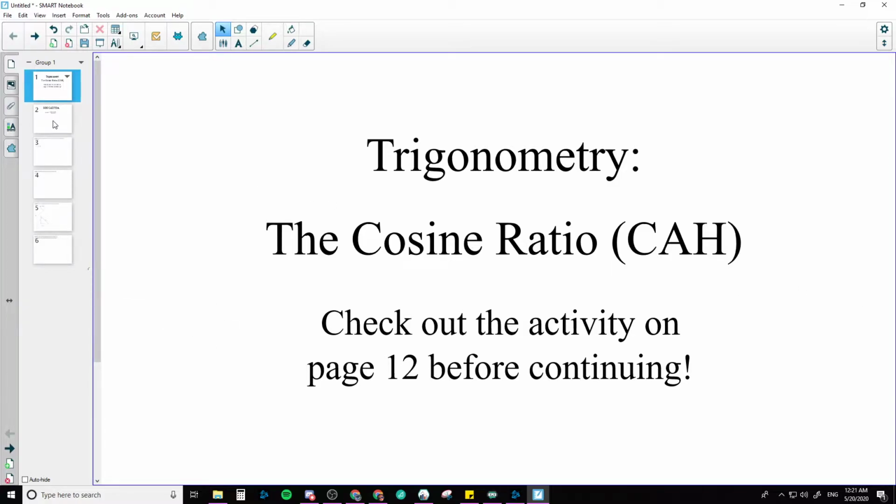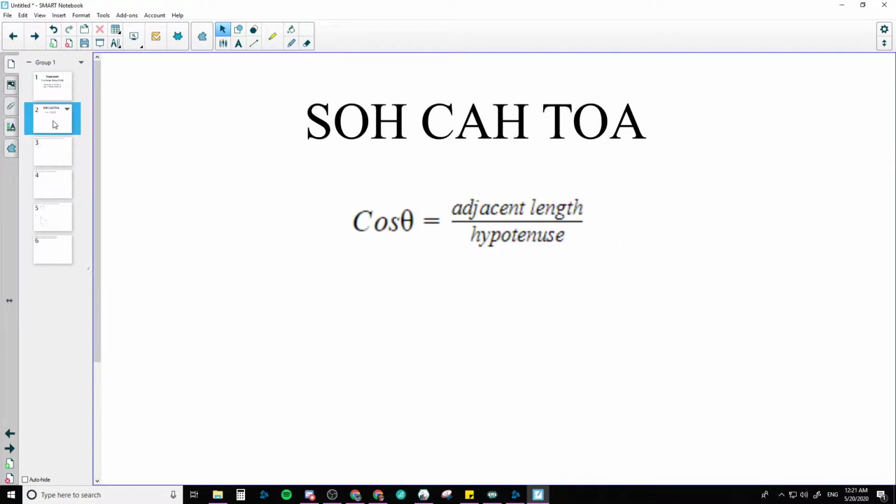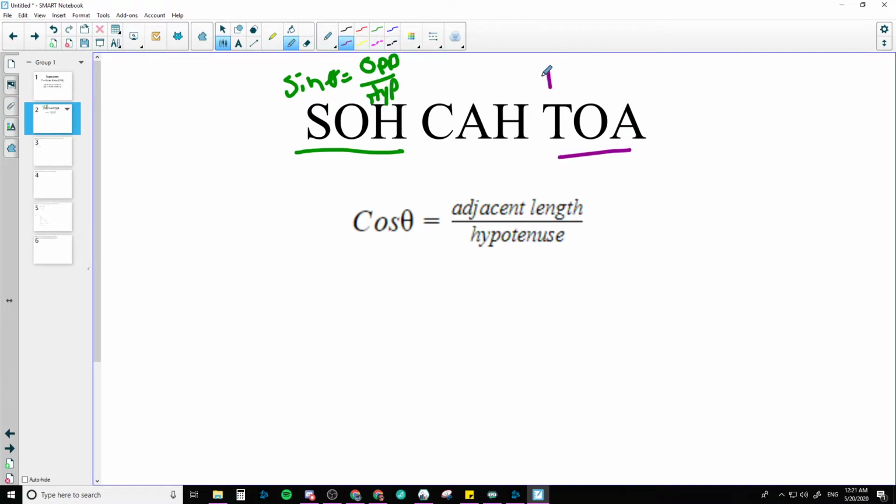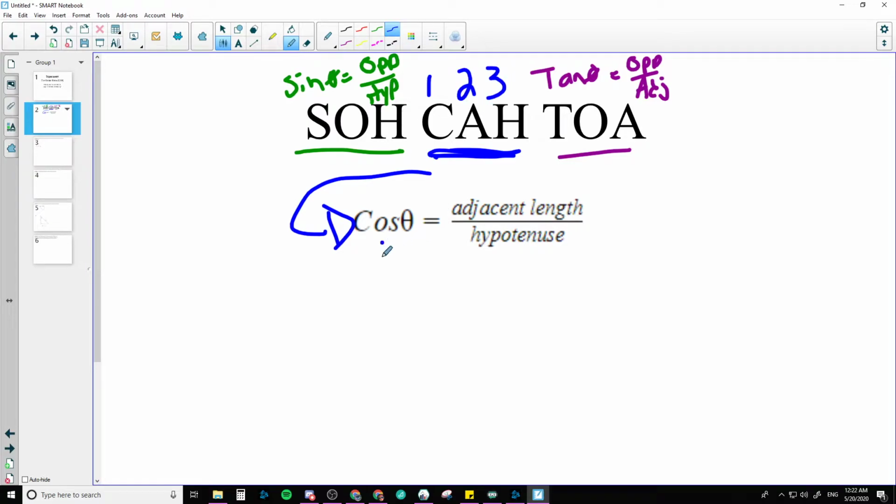So we are just going to go through it the same way that we went through the other ratios. This is the third and final ratio. So far we've talked about sine, which was sine theta equals opposite over hypotenuse. And we've talked about tangent, which was tan theta equals opposite over adjacent. And the last one here is cosine. And cosine is cosine theta equals adjacent length over the hypotenuse. Again, 1, 2, 3, 1, 2, 3.